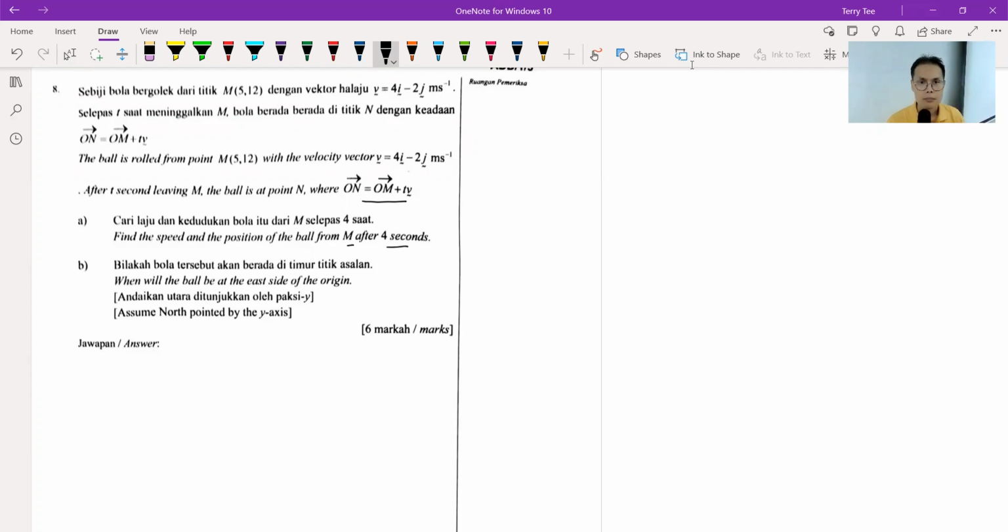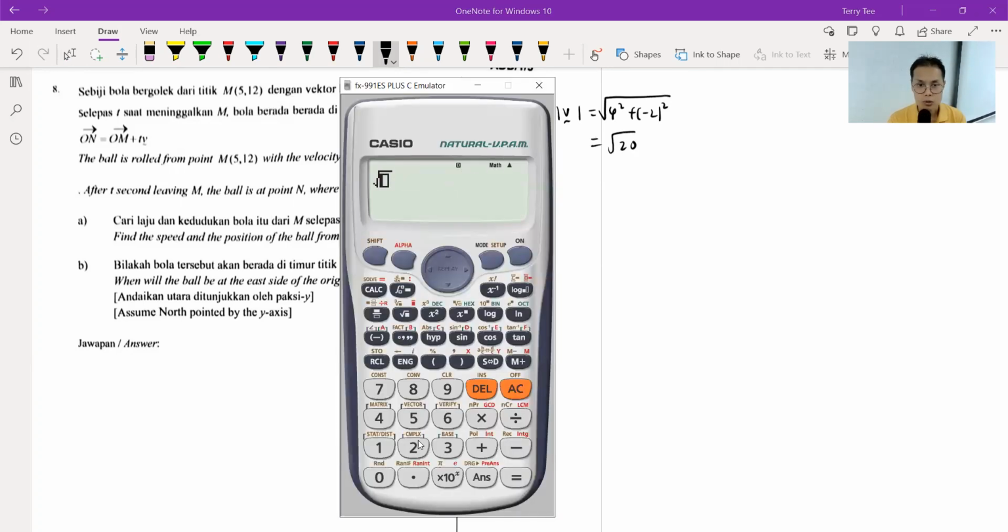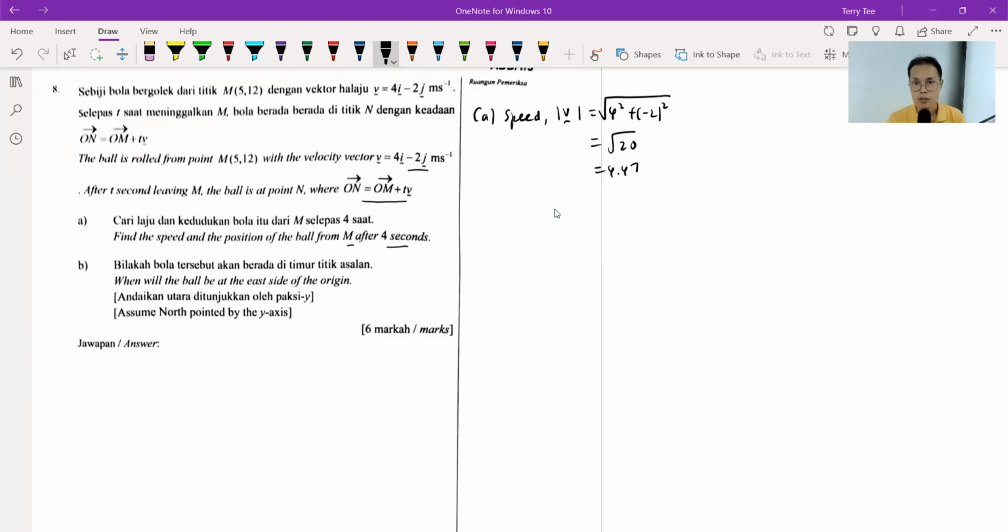Actually, it moved at a constant velocity vector. So what is speed? Speed is the magnitude of velocity. We know the velocity vector, so the speed is the magnitude. Let's take 4 squared plus minus 2 squared, square root of 16 plus 4, which is square root of 20. We can change it to decimal, 4.47 meters per second.